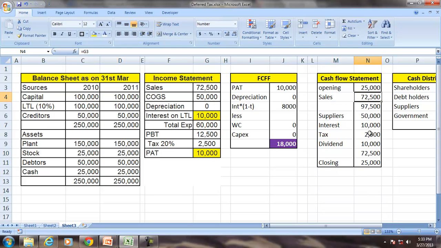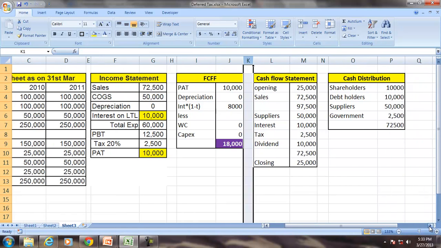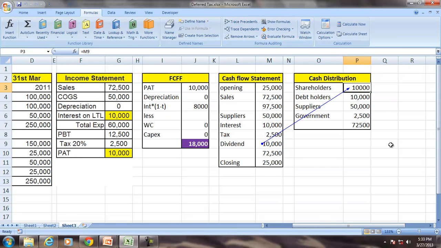Cash inflow during the period is 72,500. Let us see who has received what. Let us say the shareholders have received 10,000 as a dividend. Debt holders have received interest as 10,000. Suppliers have received money for the goods supplied, and the government has received 2,500. So actual cash flows during the period is 72,500, and this 72,500 is the money realized from the sale of goods. But is that free?